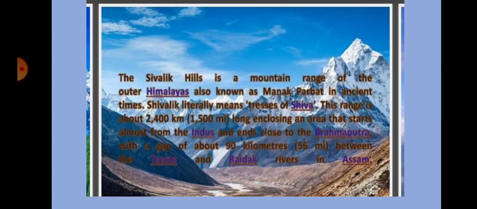Then come the Shivaliks. The Shivalik Hills are a mountain range of the outer Himalayas. It is also known as the outer Himalayas and as the Shivalik Hills, and it literally means tresses of Shiva. It starts almost from the Indus and ends close to the Brahmaputra.